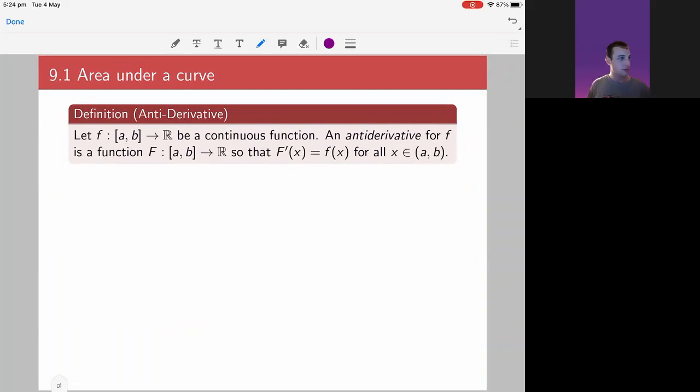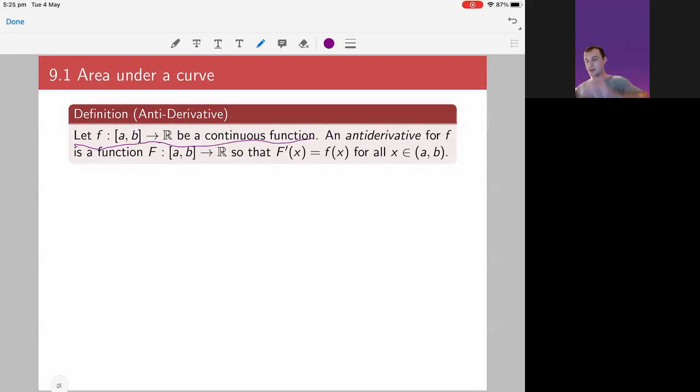So I told you that integration is in some sense the opposite of differentiation. It's the information in this slide which will hopefully convince you why that is true. Before we get into that, I've got to give you a definition which I think makes fairly intuitive sense. Let's say you've got a continuous function on some closed interval.